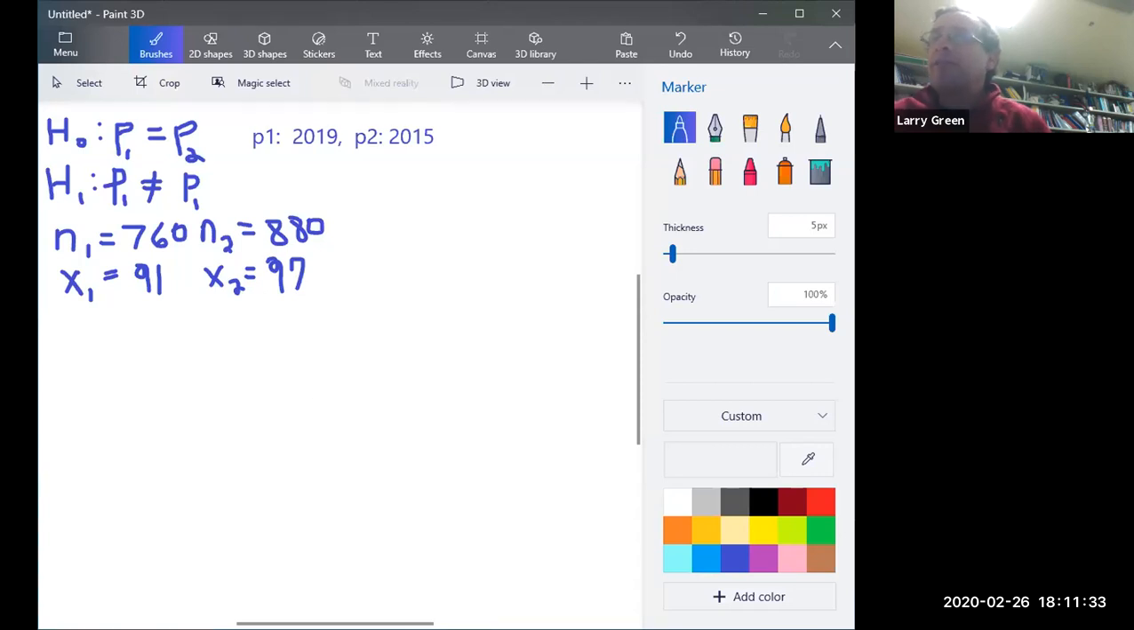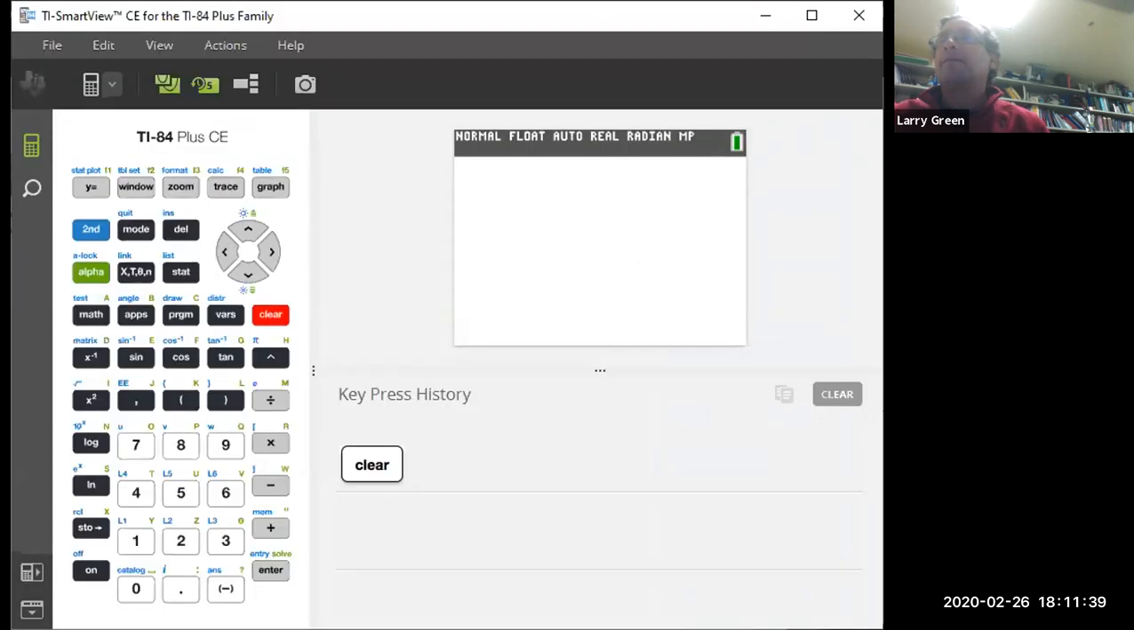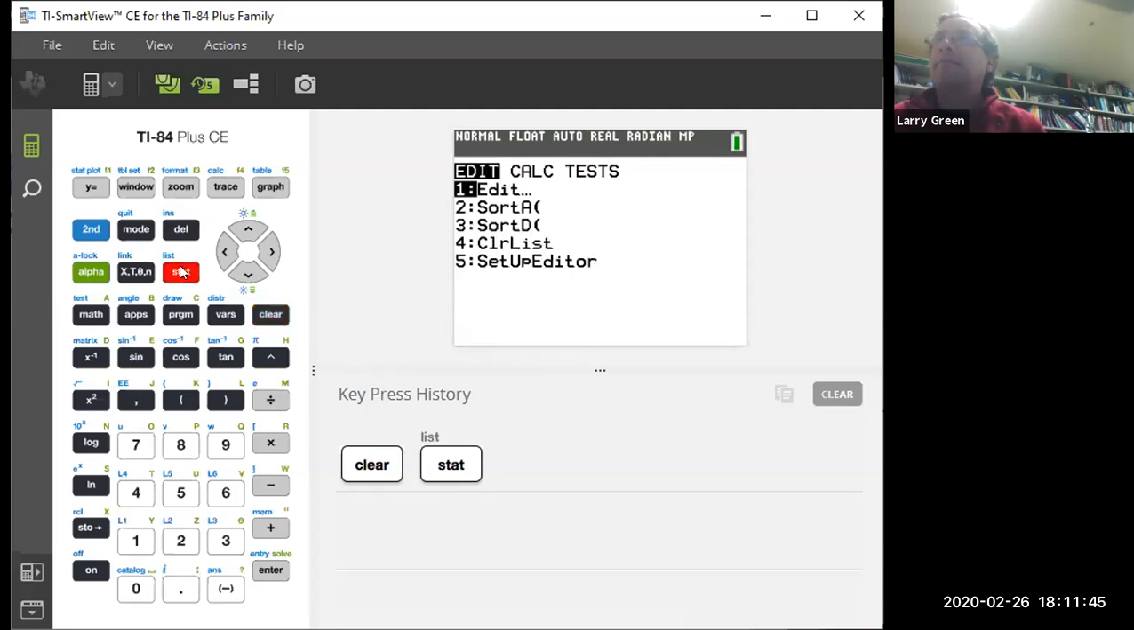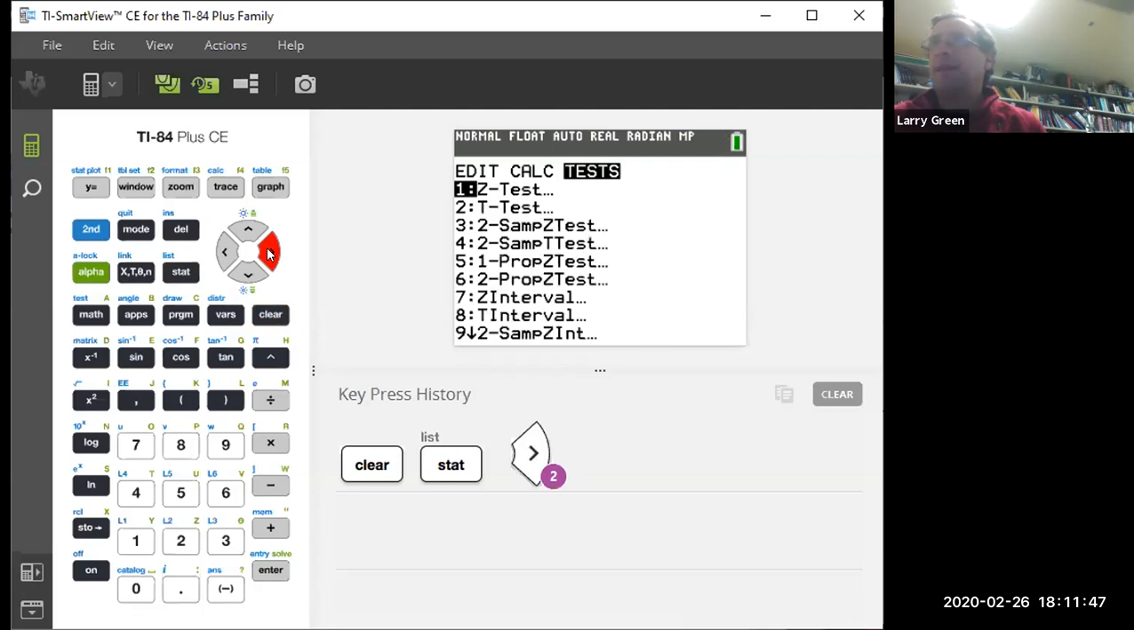Okay, so what we're going to do now is go to our calculator. So let me show the calculator. So it's very similar to what we've done before. We're going to go to Stat. We're going to go to Tests. That's the main thing. So what test do you think we're going to use? It's on the screen. That's a hint. Which of these do you think is going to be the right one?